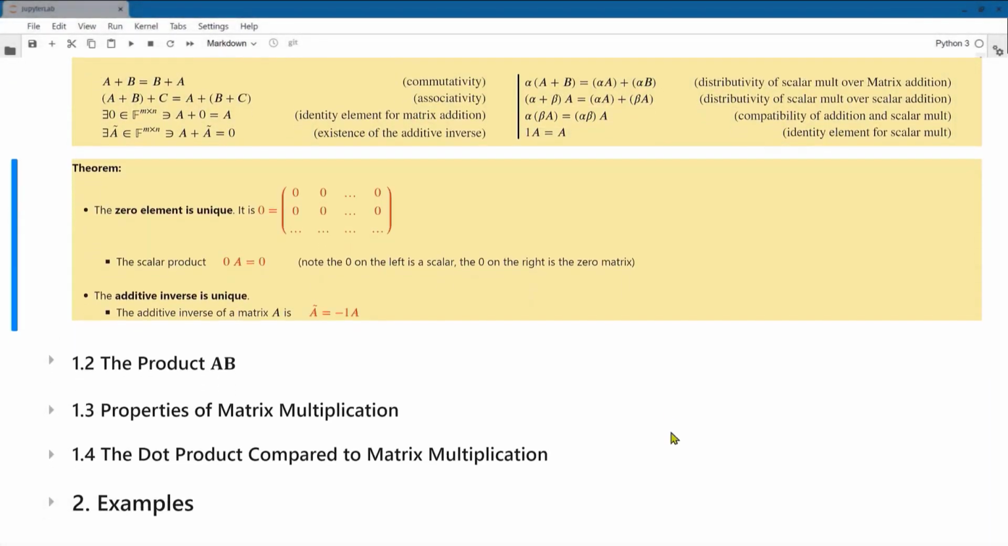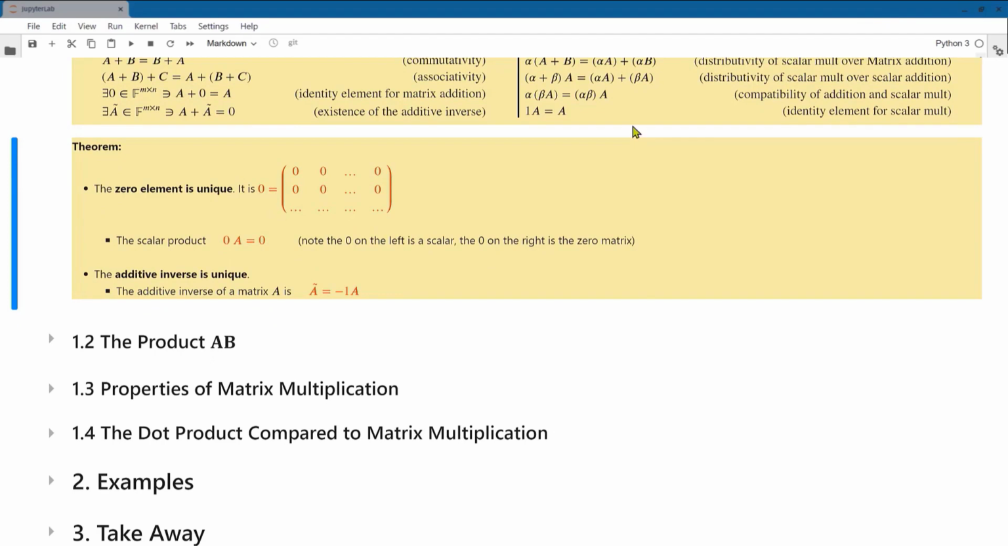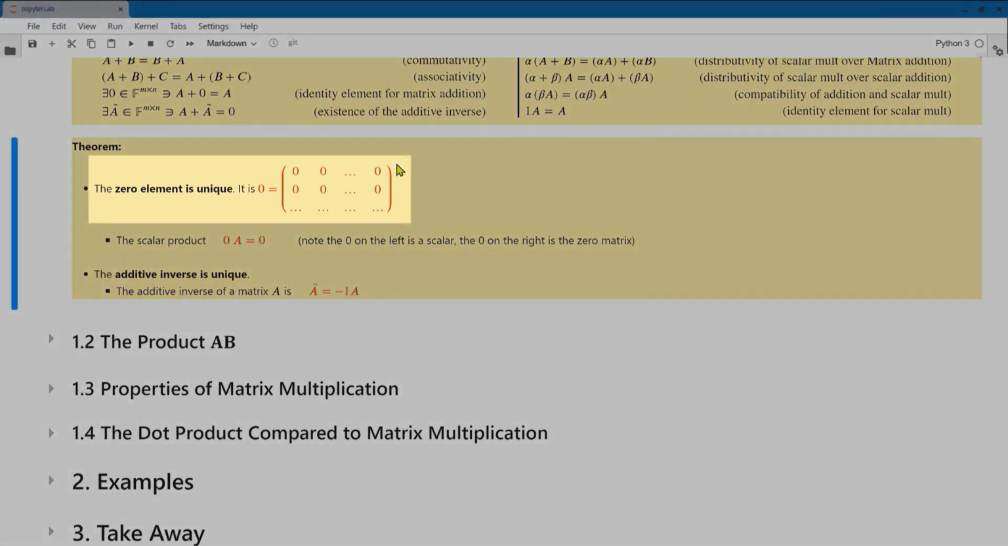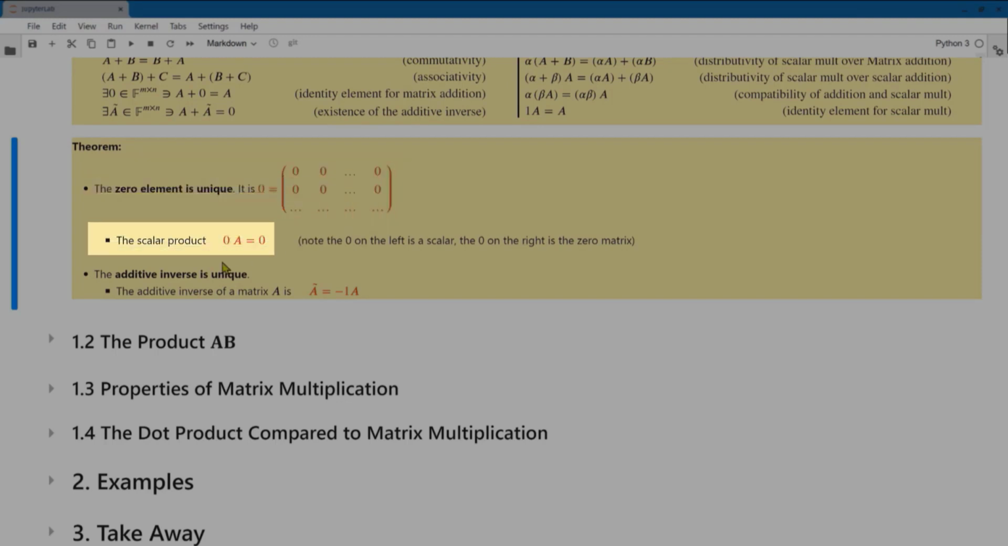A couple of rules that are missing that we get out of the rules that we've just written down is that the zero element is unique, and for matrices it looks like a matrix of whatever size with all entries equal to 0. The scalar product, so 0 times A, the 0 on the left here is a scalar 0, the 0 on the right is the matrix 0, so 0 times the matrix A is equal to the 0 matrix, and the uniqueness of the additive inverse, there is only one such, and we get it by taking A and multiplying A by the scalar minus 1.